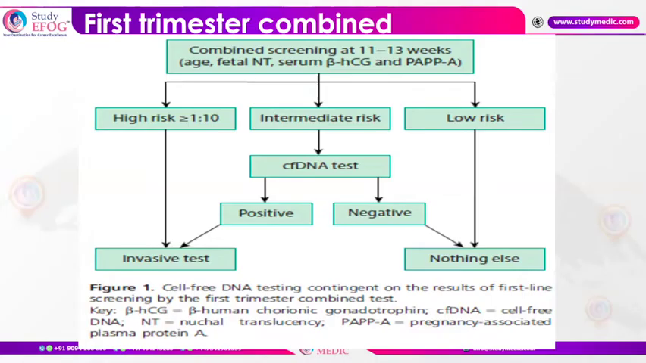And invasive testing, we know, is chorionic villus sampling at around 11 to 13 weeks of gestation, and amniocentesis after 15 plus weeks of gestation. And if it is intermediate risk, then we have to proceed to the cell-free fetal DNA test. Again, if it is positive, we have to proceed to the invasive test. And if it is negative, we do not have to do anything. We have to reassure the mother.